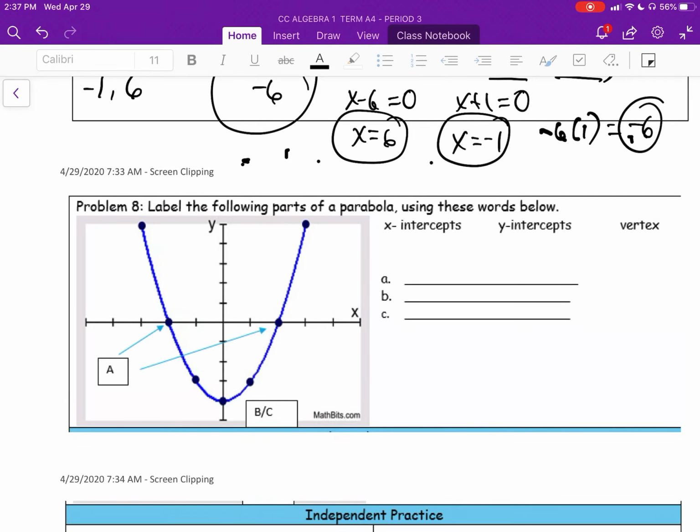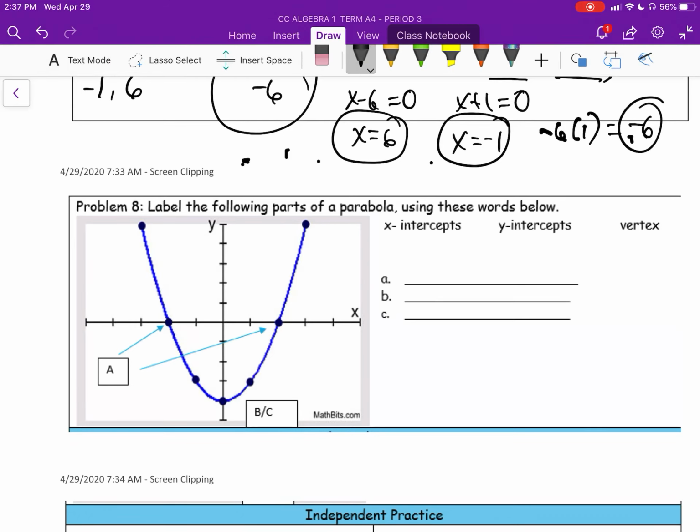So if we look at this example here, it's already been graphed for us. A represents the x-intercept. So where does this one cross? Well, these values here are -2 and +2. So the x-intercepts are -2 and 2. Okay, the next one we want to talk about is the y-intercept. The y-intercept is this point down here. It also happens to be the vertex. So 1, 2, 3, -4.